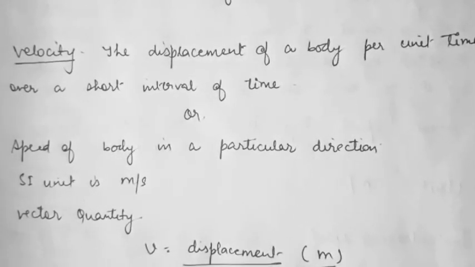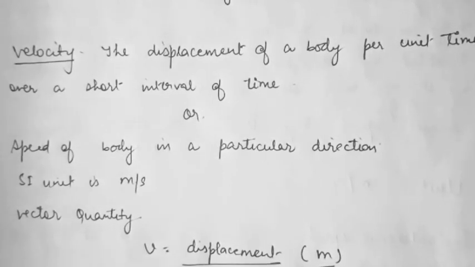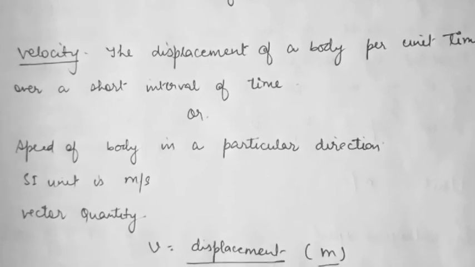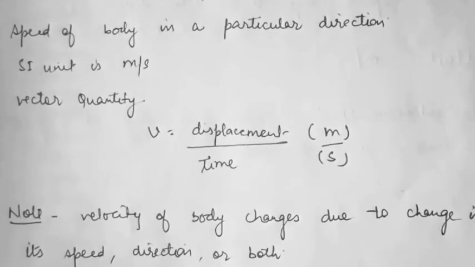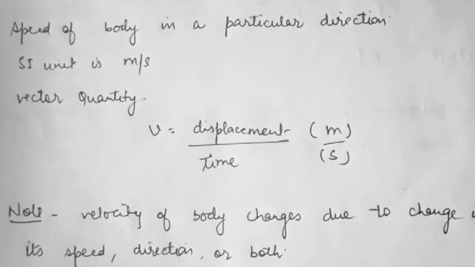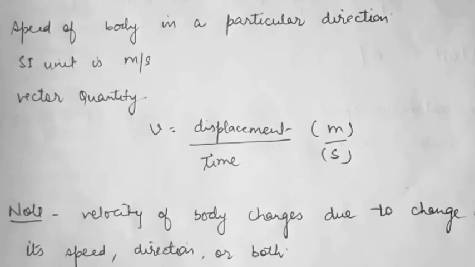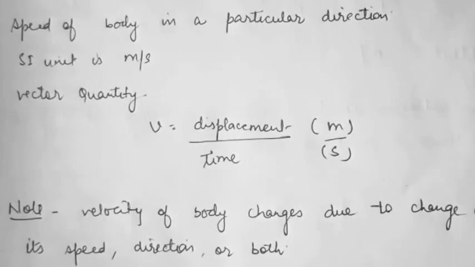Again, the unit is the same as meter per second. We know that displacement and distance both have the same unit, that is meter. Similarly, velocity and speed have the same unit, that is meter per second, and velocity is a vector quantity. So what is the formula? Velocity is displacement upon time. Displacement unit is meter and time is second, that is meter per second.